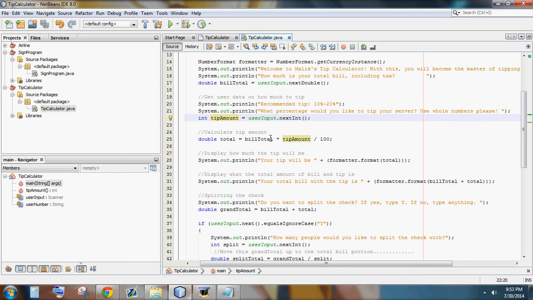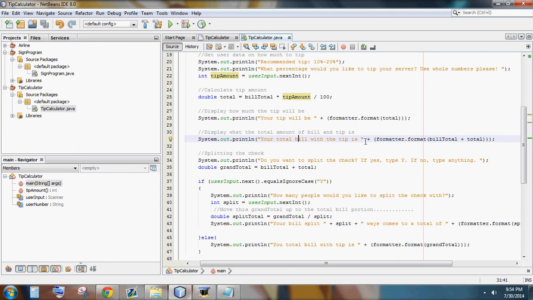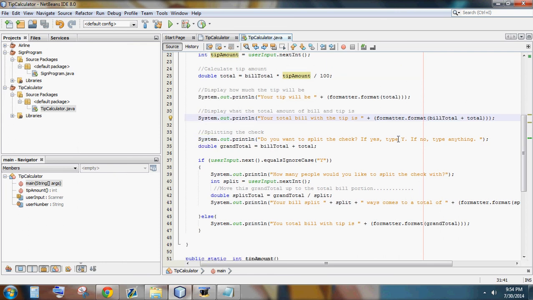So for example, your bill total is exactly $100. By some great miracle, it's exactly $100, and you wanted the tip amount to be 20%. You had a great server, so 100 times 20, that's 2,000. 2,000 divided by 100 is 20. So your tip amount will be 20. Then it'll display your tip will be $20. Right here, your total bill with the tip will be $20 plus $100, which is $120.